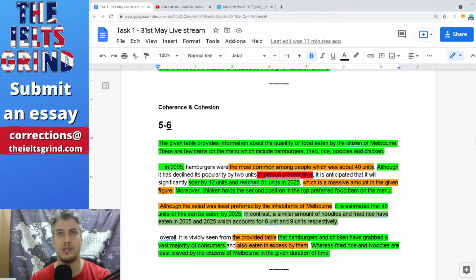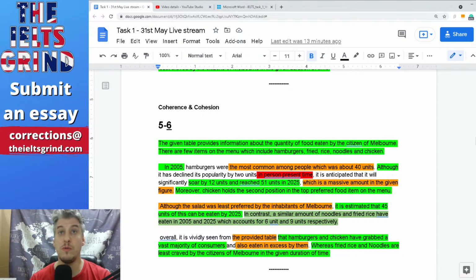Now, I know what Nazrin is trying to say, because English teachers have a superpower. We understand everything you say, even if you make a lot of mistakes. It's just what we're trained to do. But the examiner is always pretending to be a normal native speaker, and normal native speakers will not understand you when you make a lot of mistakes. They are incredibly stupid. You need to tell them everything, otherwise they won't understand. So in this sentence, "the most common among people, which was about 40 units," the most common what? The most common fast food among people, the most common food eaten by people. We need to say what we're talking about. We need to say hamburger is the fast food, and we're referring back to what is in the information. So that could be improved.